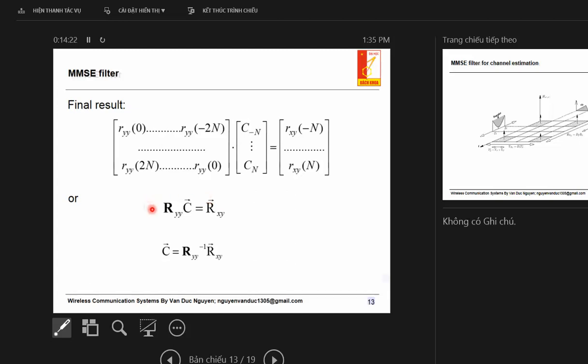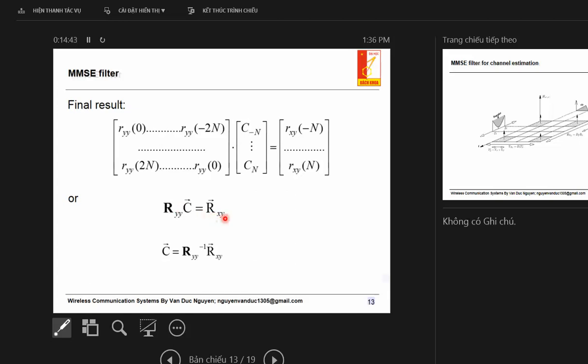Here is the cross correlation matrix of the receiver signal, and here is the autocorrelation matrix of the receiver signal. Here is the vector of the filter, and here is the vector of the cross correlation of X, the transmitted signal. Y is the receiver signal here.